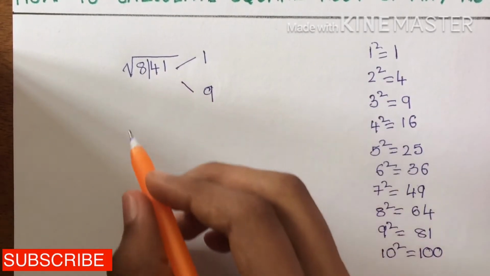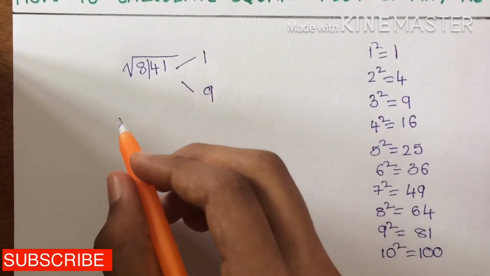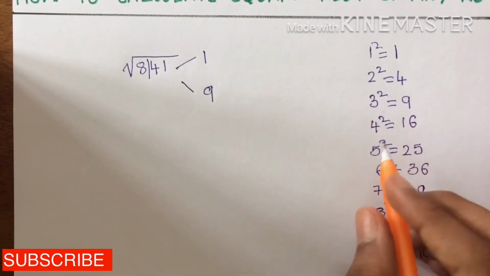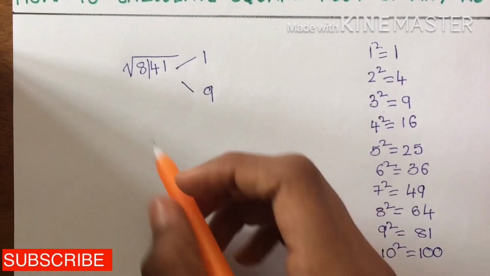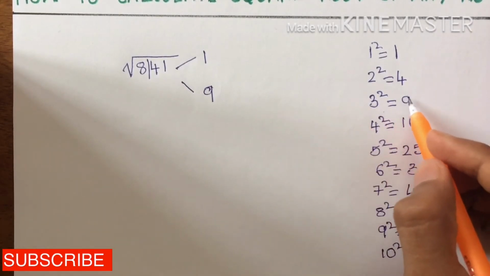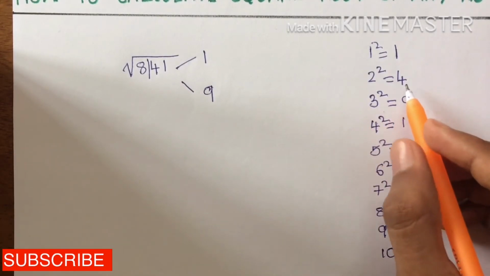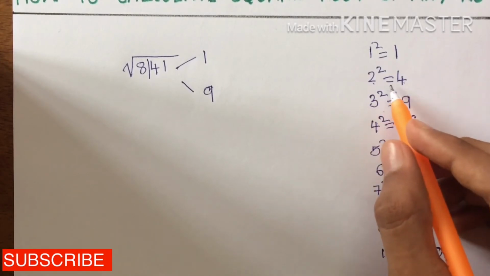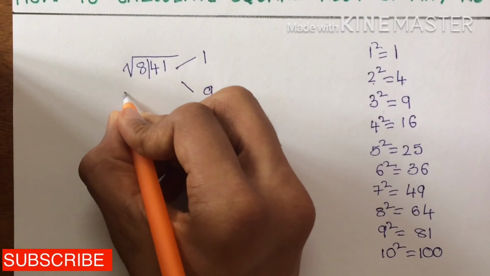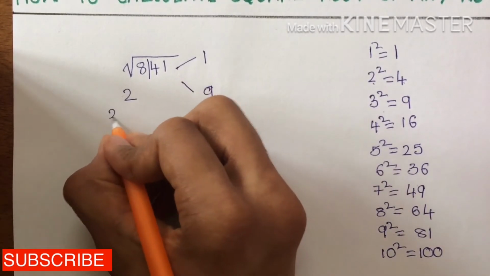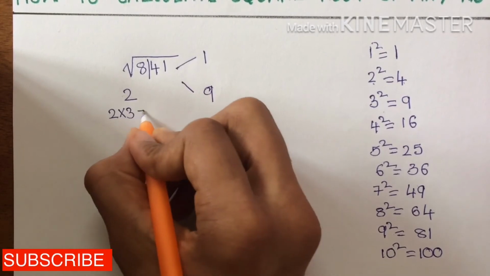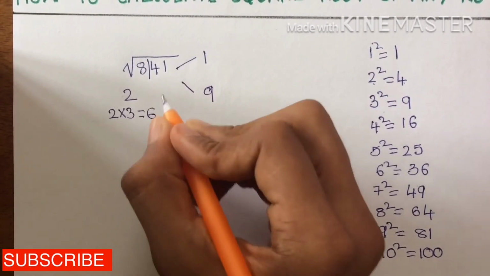Coming to 8, in between which squares will 8 come? In between 2 square and 3 square we can observe that 8 will come. And now we have to consider the smaller square of these. Here the smaller one is 4, and 4 is the square of 2. Then we have to write 2 here. And what is the next number after 2? The next number is 3. Multiply 2 with 3, then we have got 6.